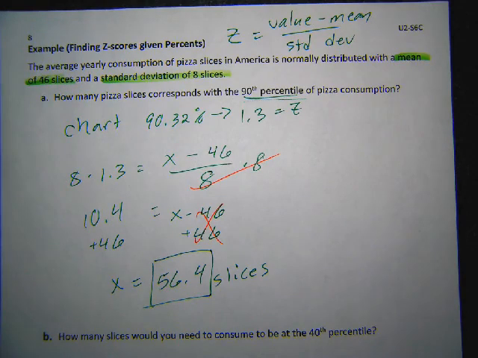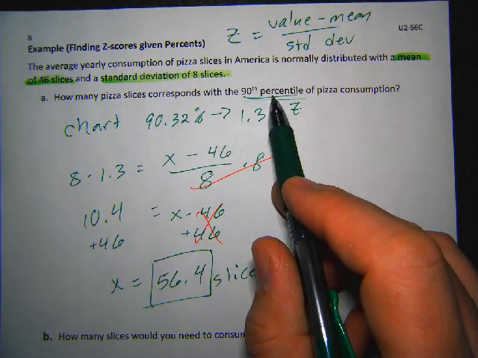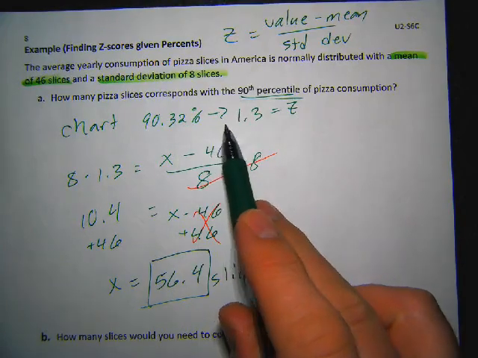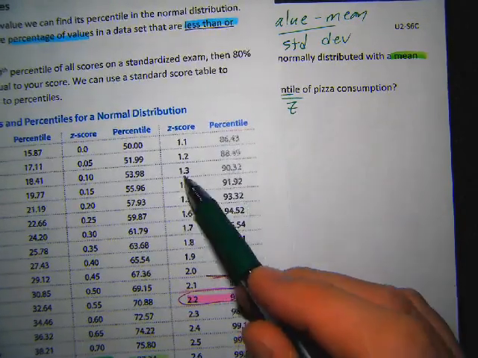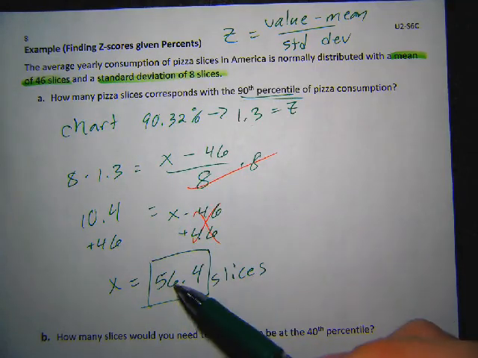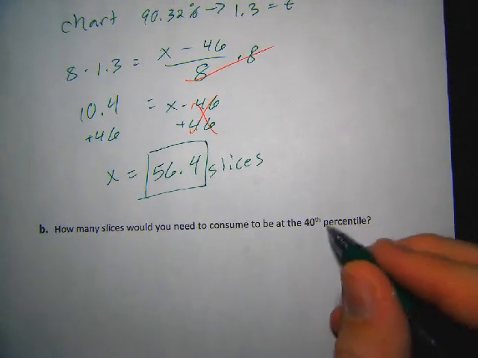So just work a little bit backwards, knowing the percentile, going back and finding the data values. First, we have to go back and find the z-score, because of the chart, right? If we have the percentile, it's pretty easy to find the z-score, because you can just use the chart. And then once you have the z-score, you can go back and find the actual value. Okay, let's do one more. How many slices do we need to be at the 40th percentile?